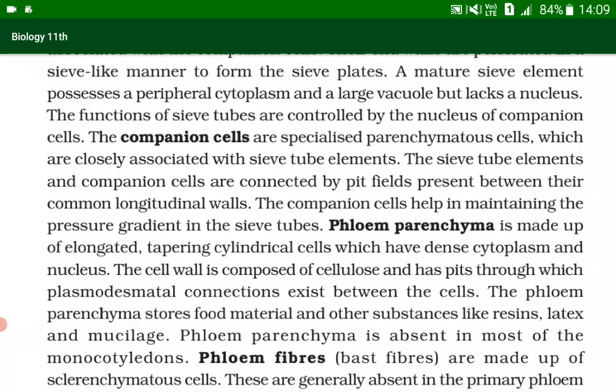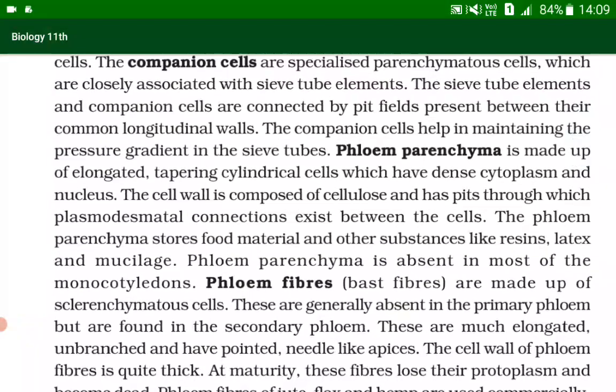Phloem parenchyma is made up of elongated, tapering, cylindrical cells which have dense cytoplasm and a nucleus. The cell wall is composed of cellulose and has pits through which plasmodesmatal connections exist between the cells. The phloem parenchyma stores food material and other substances like resins, latex and mucilage. Phloem parenchyma is absent in most of the monocotyledons.